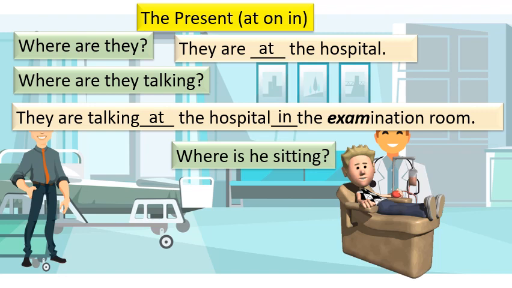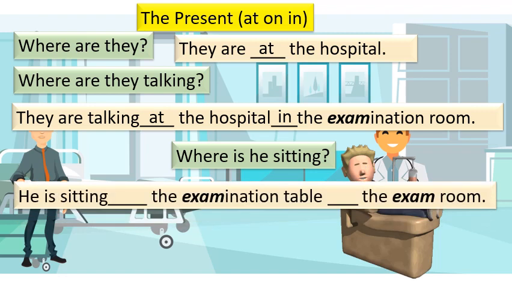Where is he sitting? What are the prepositions of place? He is sitting on the examination table in the exam room.